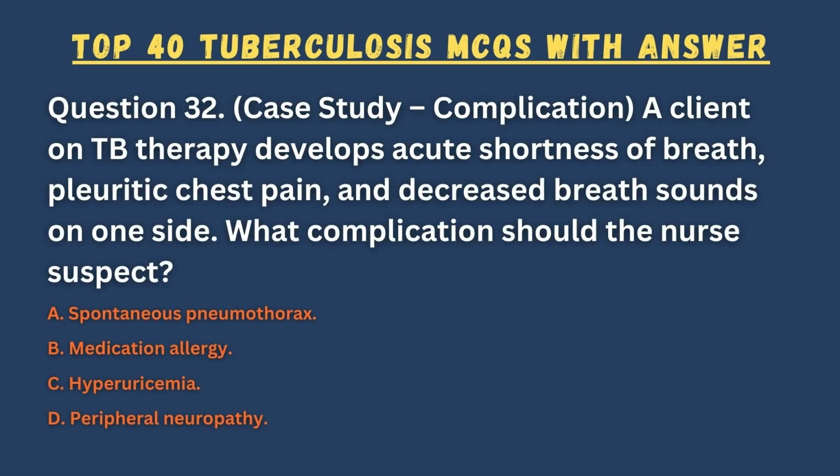Question 32. A client on TB therapy develops acute shortness of breath, pleuritic chest pain, and decreased breath sounds on one side. What complication should the nurse suspect? A. Spontaneous pneumothorax. B. Medication allergy. C. Hyperuricemia. D. Peripheral neuropathy.